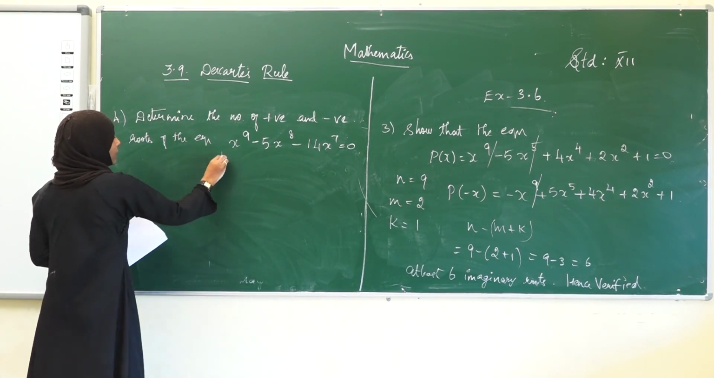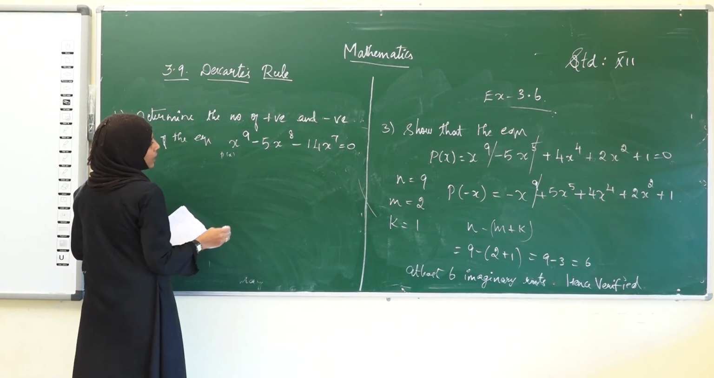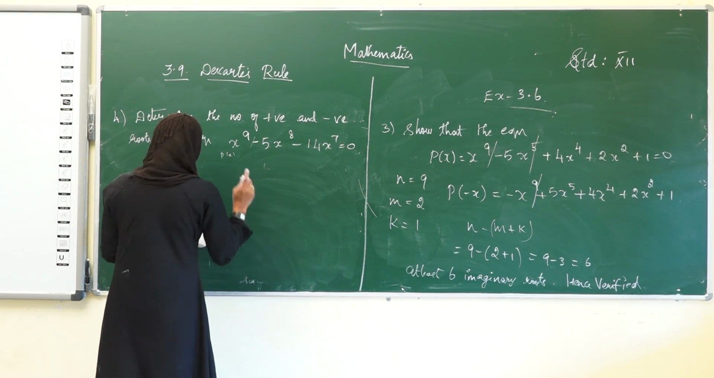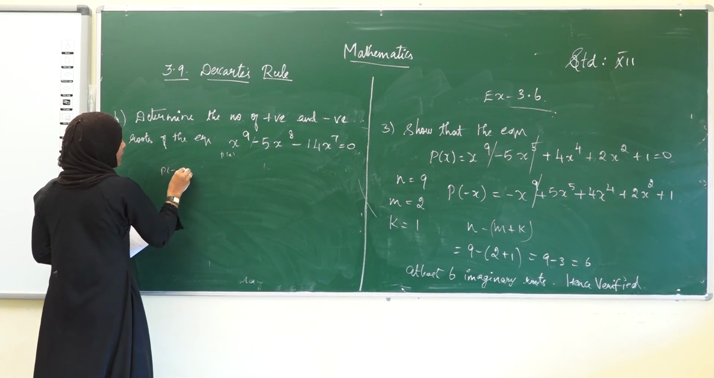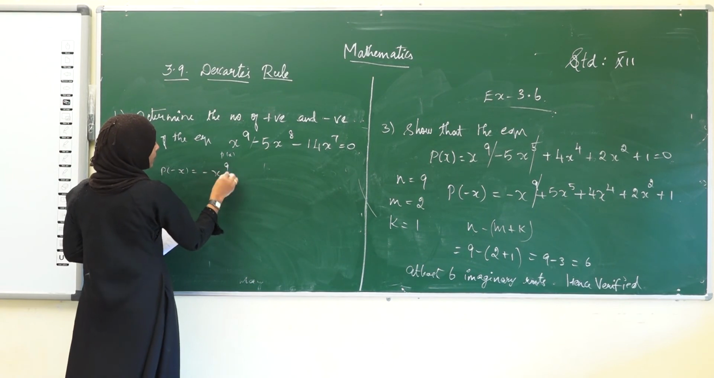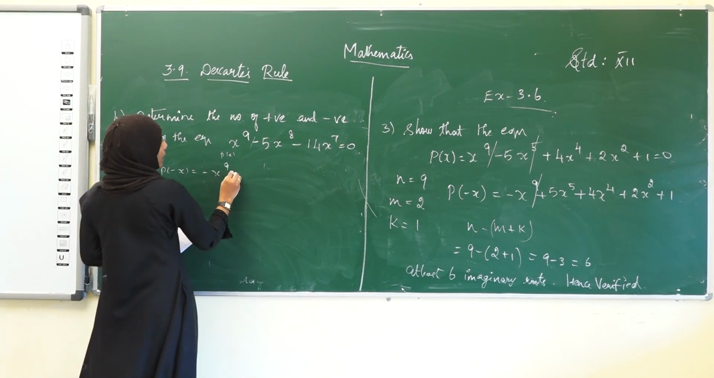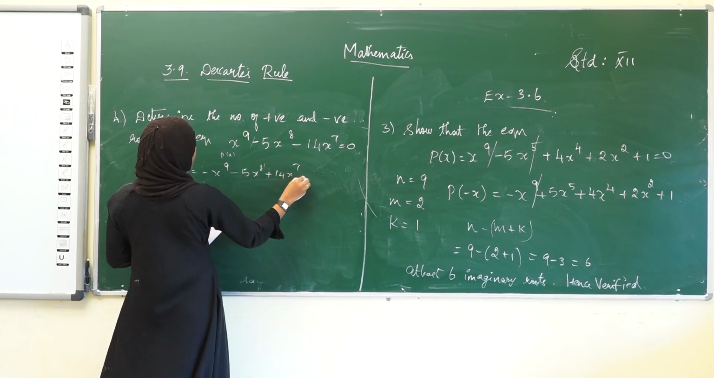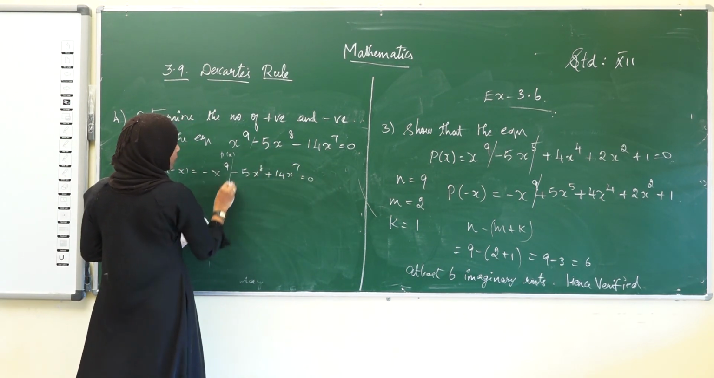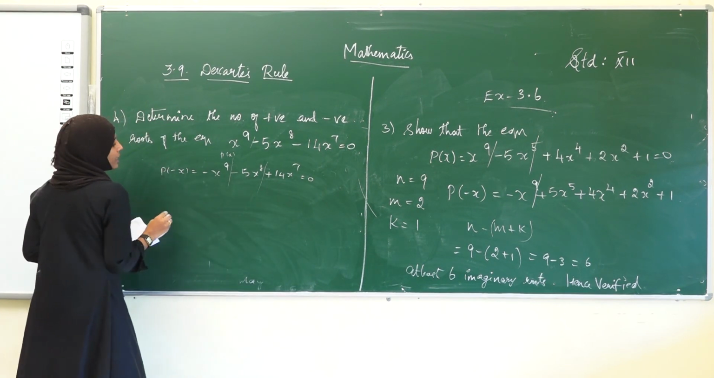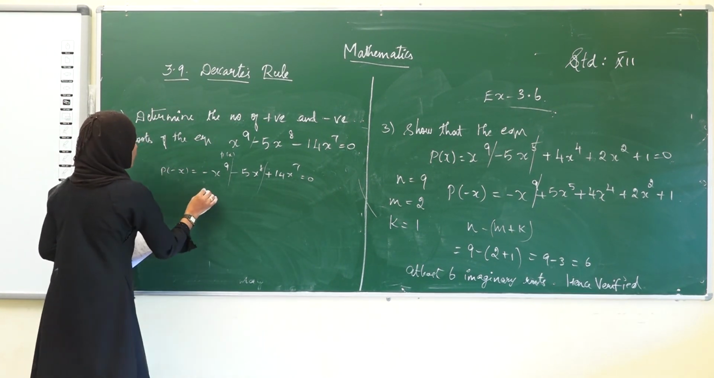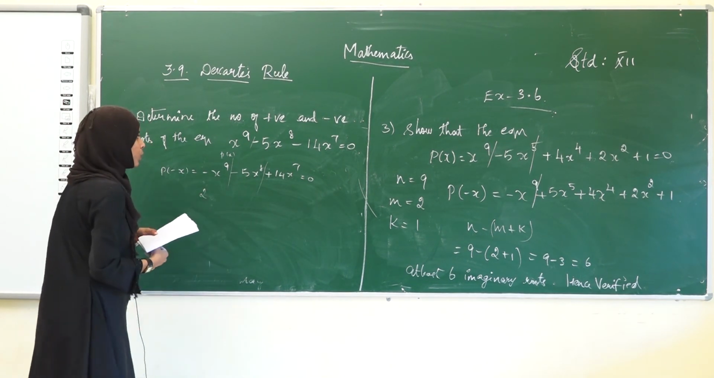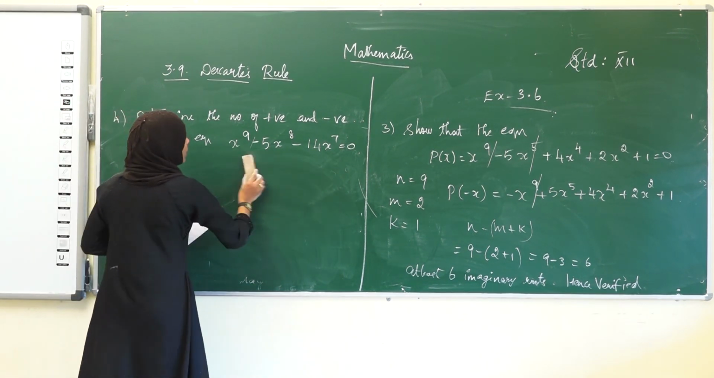Okay. So let us take this equation as P of x. If you see the sign changes, there is only 1. So therefore the number of positive roots will be 1. And now we have to take P of minus x. The P of minus x will be minus x power 9 minus 5 into x power 8 plus 14 into x power 7 equal to 0. See the sign changes here, here it is 1 and here it is 2. Therefore, the sign changes in the coefficients of P of minus x is 2. Therefore, the number of negative roots should not exceed 2. Okay, this is how we have to find the answer.